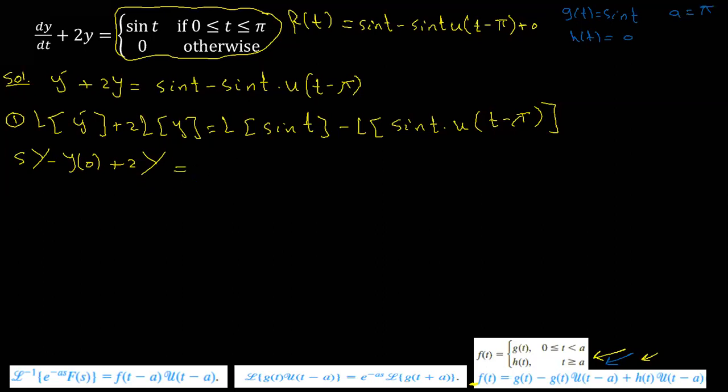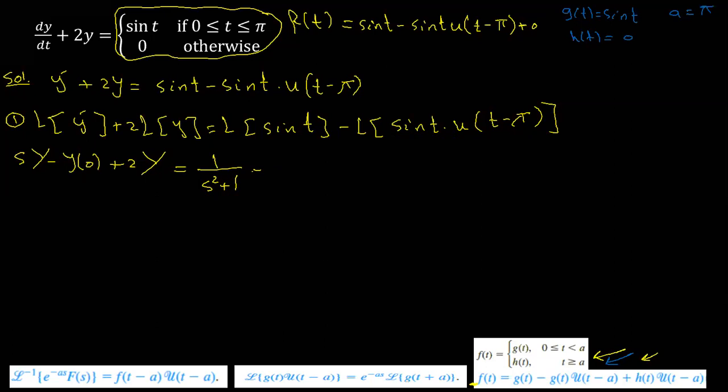Equals Laplace of sine. Do you remember the rule of Laplace of sine? You can use your cheat sheet. Laplace of sin t is 1 over s squared plus 1. Is it minus or plus? It is a plus. The sign is a plus. So we'll check it, Muhammad, please. Minus. How to find the Laplace of this product?